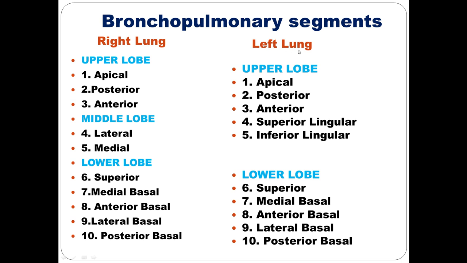Likewise, for the left lung, for the upper lobe: apical, posterior, anterior, same as that for the upper lobe of the right lung. Two additions are superior lingular, inferior lingular. For the lower lobe, again the same: superior, medial basal, anterior basal, lateral basal and posterior basal.